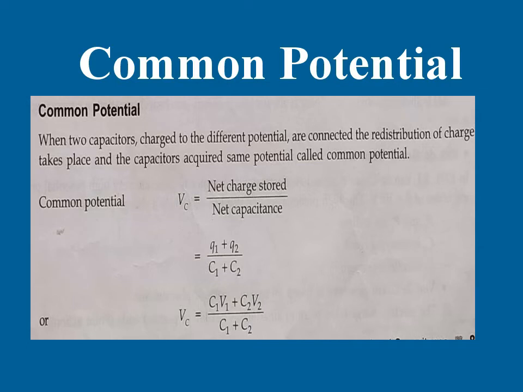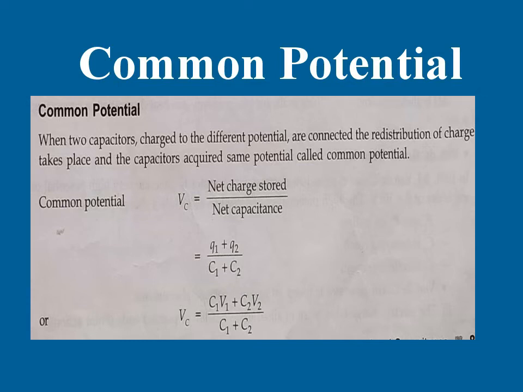The redistribution of charge takes place and the capacitors acquire the same potential. They require the same potential, which we call the common potential. I hope you understood the definition. I repeat, when two capacitors charged to different potentials are connected, the redistribution of charge takes place and the capacitors acquire the same potential, called common potential.